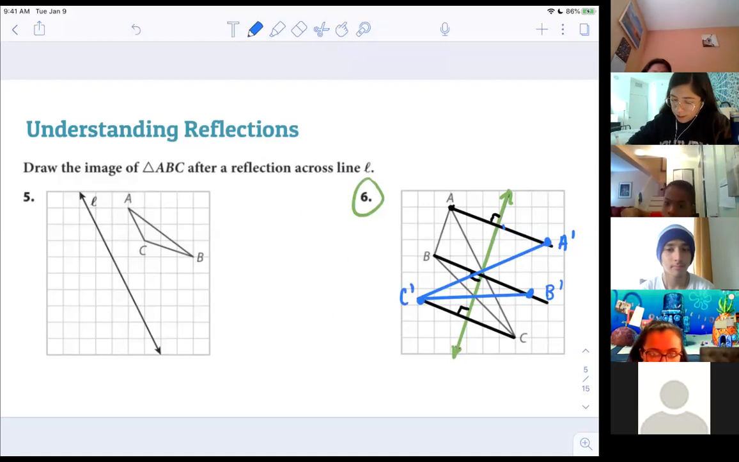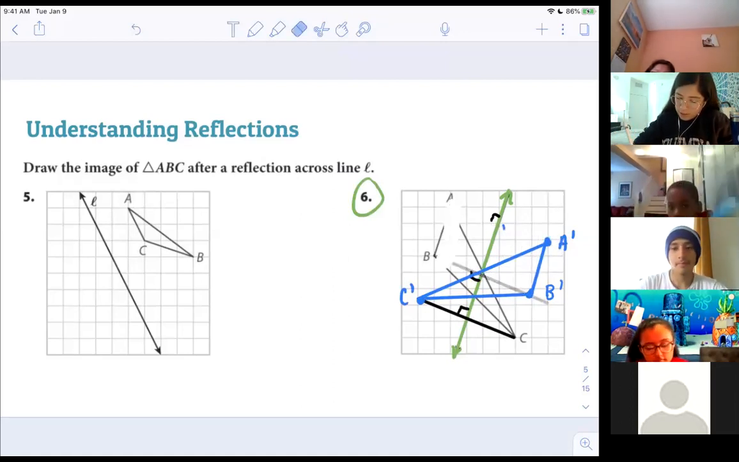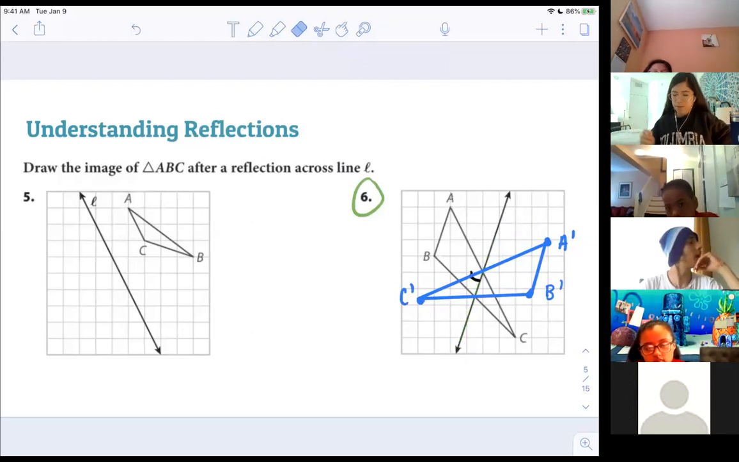And in just a second, I'm going to delete all the black lines, so it's going to be a little more clear. Let's see how that looks. How does that look? What do you guys think? Good?